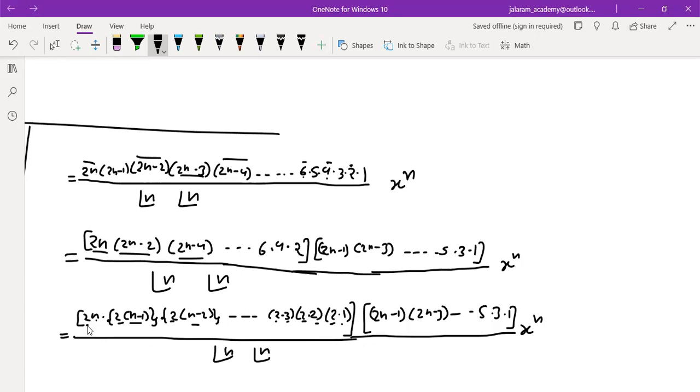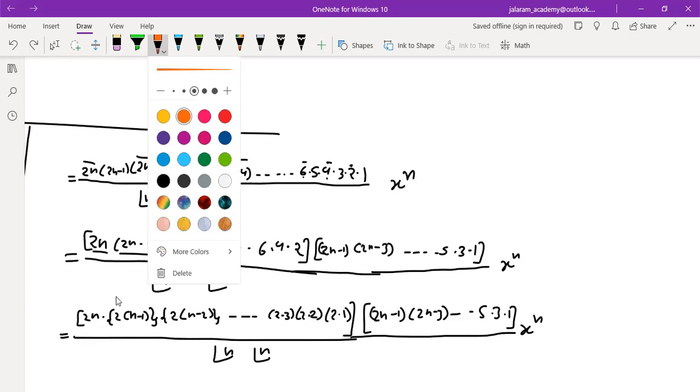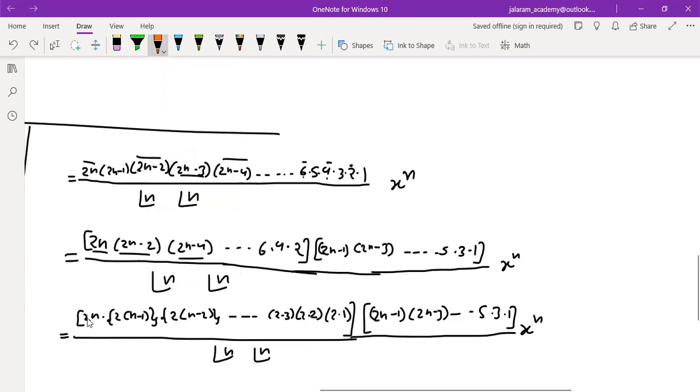So how? 2 into 2 is 2 square. So look at this, these twos: 2 into 2 is 2 square, into 2 is 2 cube, into 2, and so on up to all the twos. So there will be n twos now, so their product will be 2 to the power n. Is that clear to you?